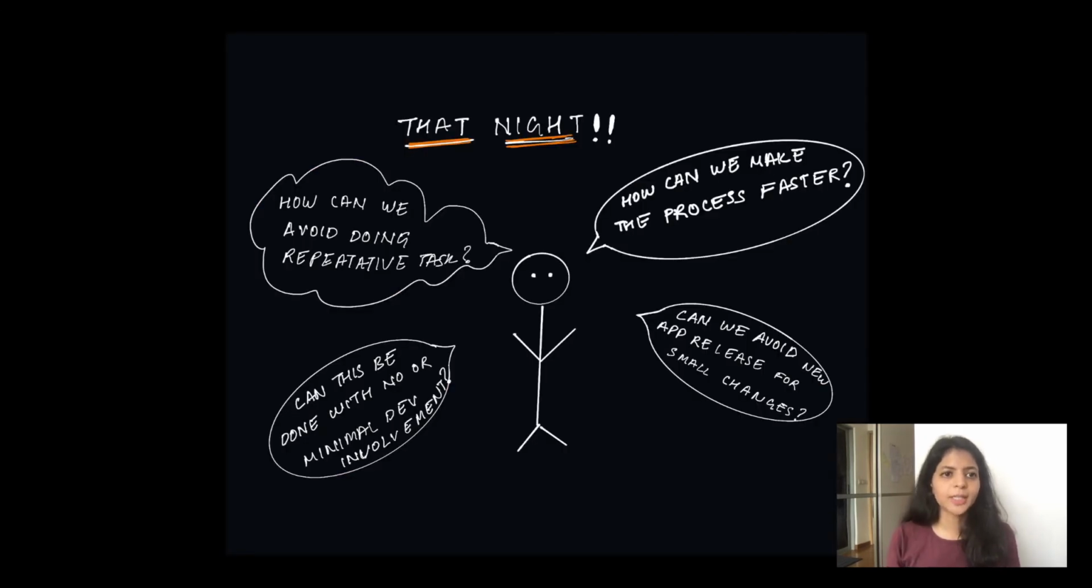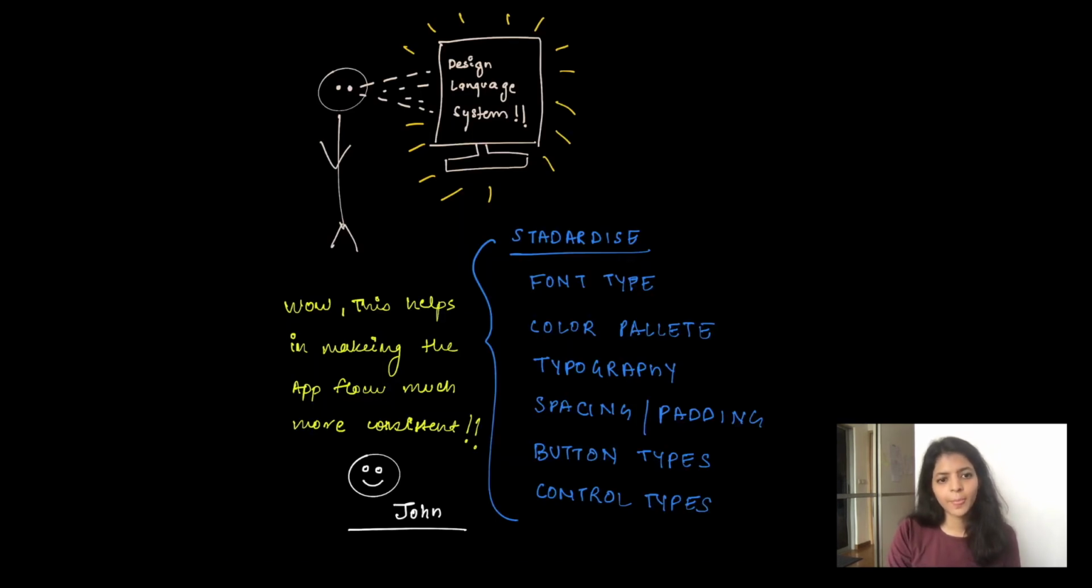That night, John started brainstorming. Is there any way by which the team can avoid doing repetitive work, a new app release can be avoided for small changes, and the product team can update such small changes on the fly with minimum dev effort? While searching for ways to solve this issue, he came to know about DLS. He understood that if he can standardize the basic UI elements, it can significantly improve the quality of release and also reduce the development time. And when these things are standardized, they can be reused to define reusable components and widgets.